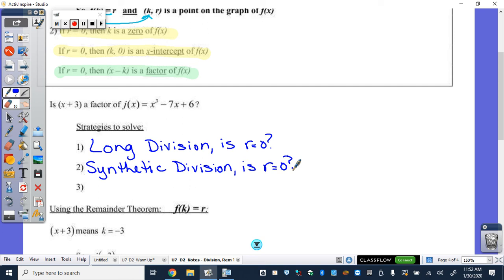But what would be the 2 downsides to long division and synthetic division? Time consuming. So can you do it? Yeah, absolutely. Go for it. Well, those ones kind of take a little while. If you just have the quick question of is this a factor, yes or no, then you want to go with the remainder theorem.